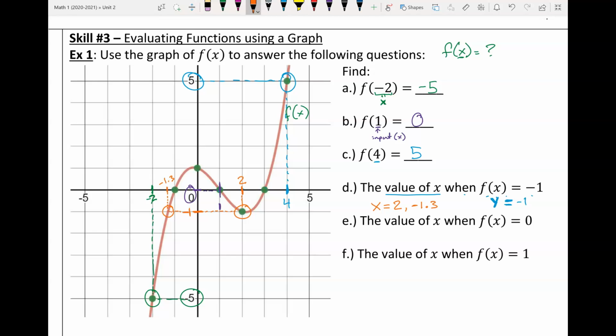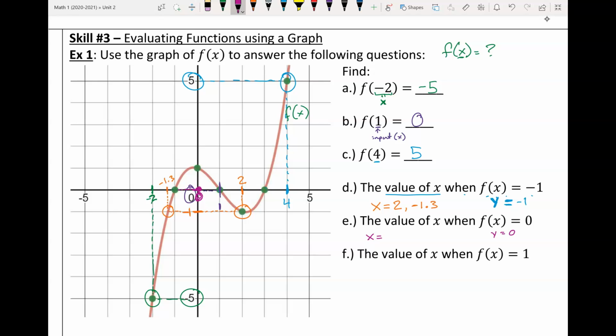All right, so E. Let's go ahead and look at E. Let's do this one. What is the x value when my y value equals 0, or f of x equals 0? All right, well, here is 0. Nice 0 there. What are all the x values? And there again is more than 1. What are all the x values when y is equal to 0?